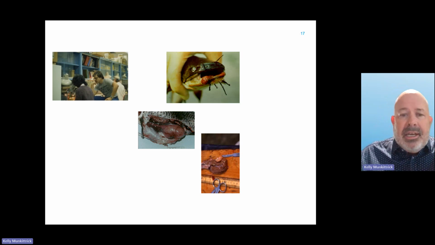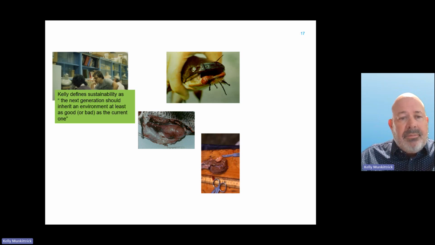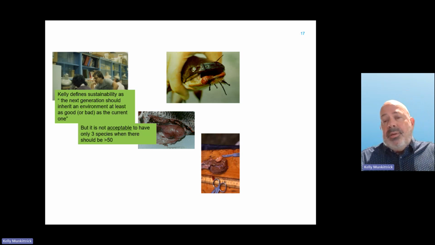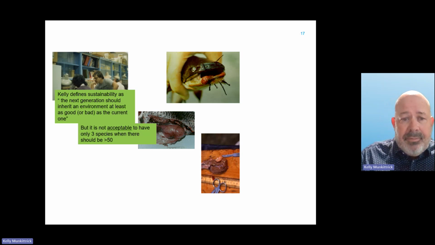That can be sustainable. Kelly defines sustainability as the next generation should inherit an environment at least as good or as bad as the current one. I can't control how we got here. The best I can hope for is to make sure that future generations don't get an environment worse than this. The challenge is it's totally unacceptable to have only 3 species when there should be more than 50 and they should be healthier. And so I separate the concepts of sustainability and acceptability.